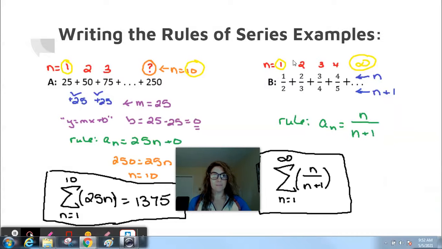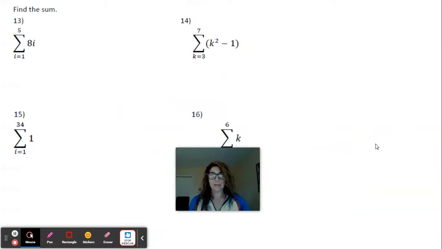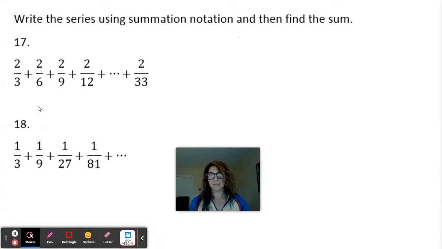And in the second one, it was an infinite one. I had the dot, dot, dot. So I start at 1. I go to infinity. And I found the rule here. The rule in this case, we see fractions. So n is 1, and I have the fraction 1/2. So it's n over n plus 1. And I can check all of them. They all work out in that case. Okay. And again, we'll go through, we'll practice writing the sum and finding the sum using the calculator.